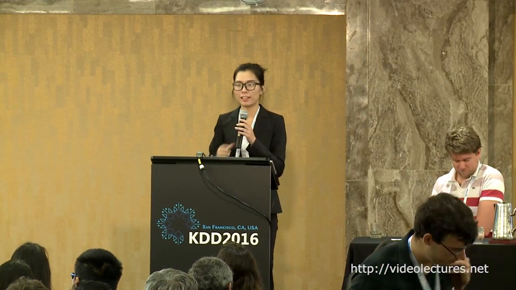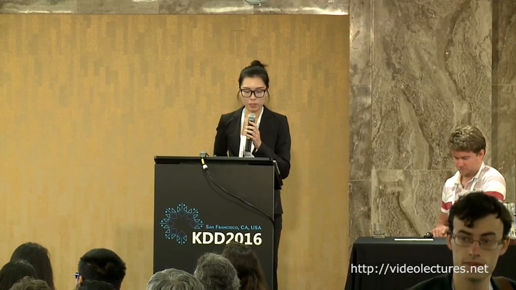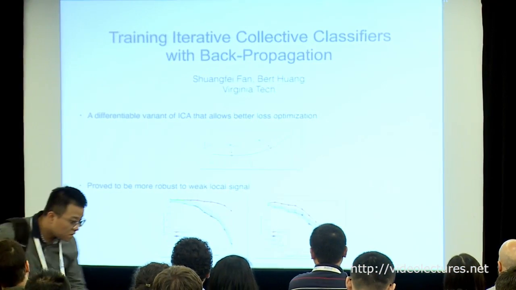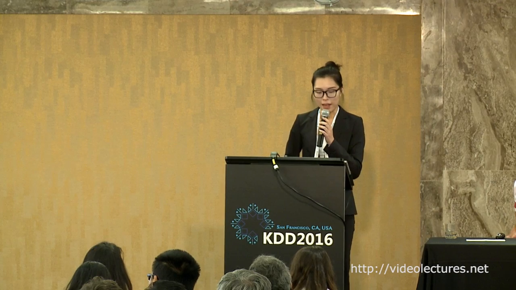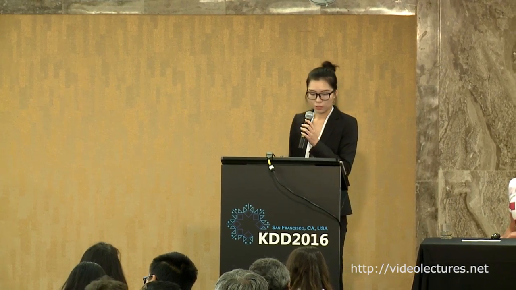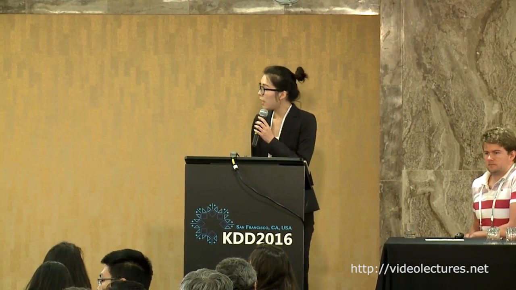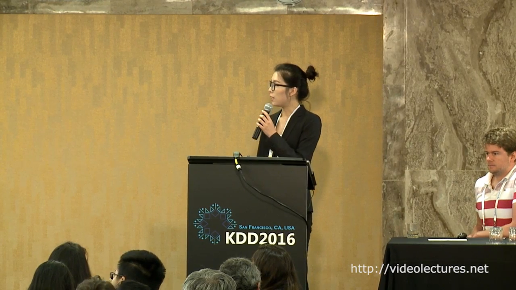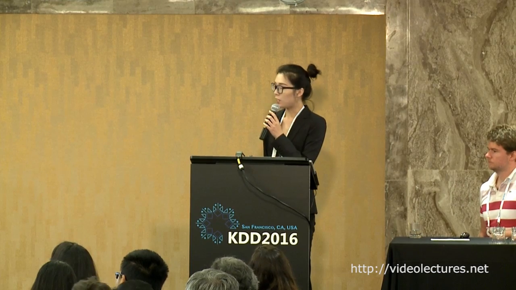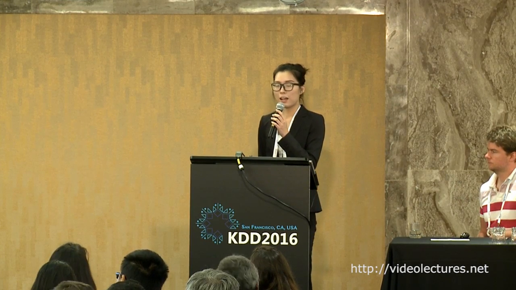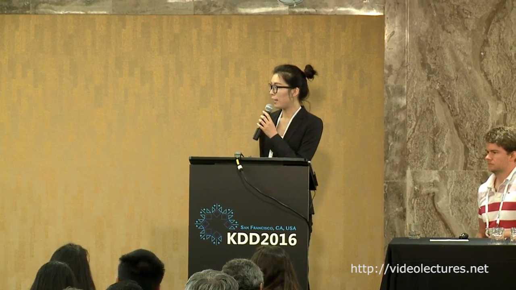I'm from Virginia Tech, and the name of our paper is Training Iterative Collective Classifiers with Backpropagation. The co-author is Bert Huang, my advisor. We just proposed a differentiable variant of ICA, which allows better loss optimization. It corrects the discrepancy between the learning and the prediction algorithms in ICA by incorporating principles from deep learning and recurrent neural networks into the training procedure.